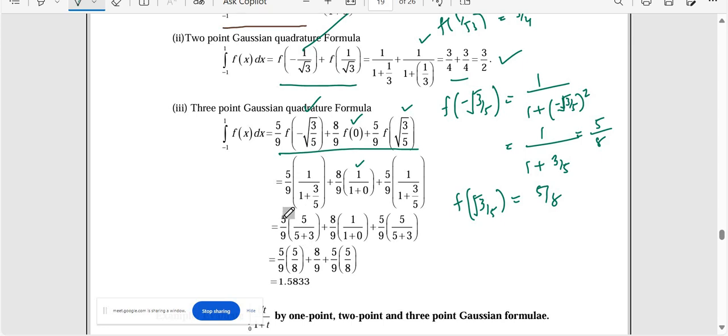So now replace here. 5 by 9 is the coefficient, then 5 by 8 is your answer of f of minus root 3 by 5, then 8 by 9 into 1 is the answer of f of 0, then 5 by 9 into the answer of f of root 3 by 5, which is 5 by 8. Now multiply and add these three terms, you will get 1.5833.